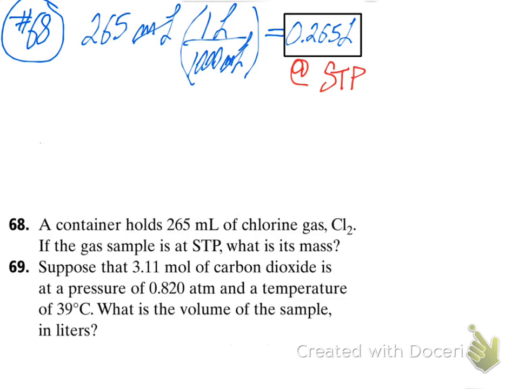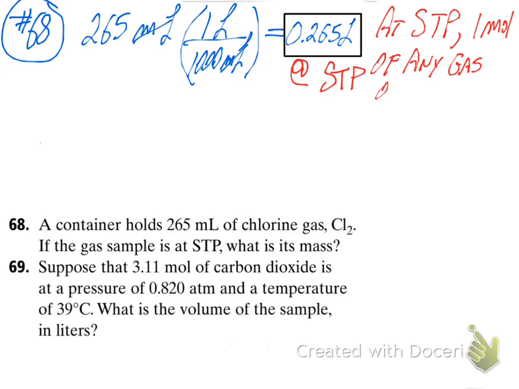Now, again, in the back of your mind, you should know that at STP, 1 mole of any gas occupies 22.4 liters. Let's pause and think about that for a second. At STP, which is 0 degrees Celsius and 1 atmosphere, I know that 1 mole of any and every gas, I don't care how heavy or massive, will occupy 22.4 liters. We just figured out that at STP, this chlorine gas sample only occupies 0.265 liters.